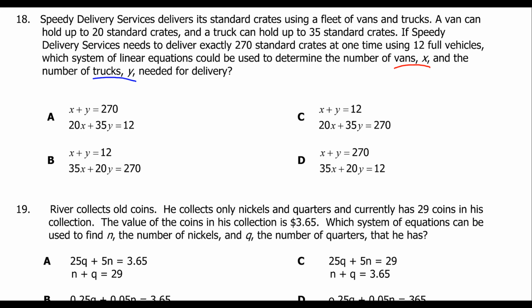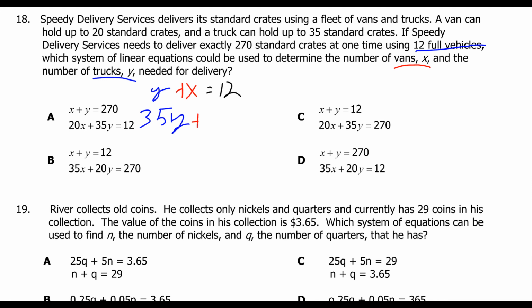Okay, we have to make sure that we keep this straight. So X plus Y, regardless, needs to equal 12. It's because we're looking for 12 full vehicles. So we got Y plus X equals 12. We know that part. That part's good. Now, what is going to go with the vans? What do y'all think? Or with the trucks even? Okay, what's going to go with the trucks? We need 35 going with the trucks. So it's going to be 35Y.